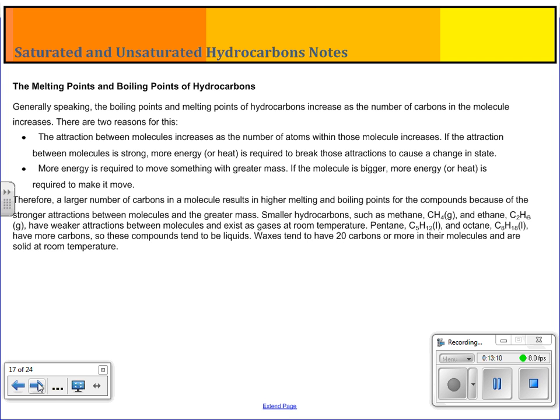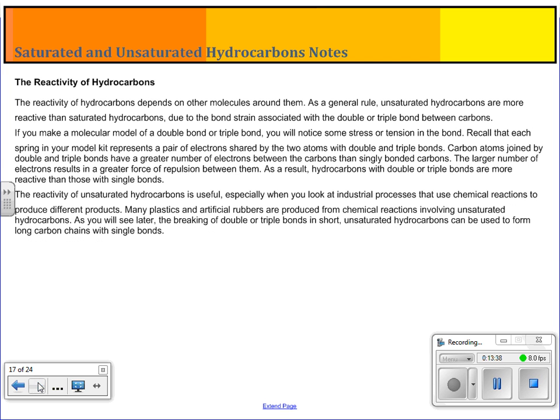Therefore, a large number of carbons in a molecule results in a higher melting or boiling point for the hydrocarbons because of the stronger attraction between the molecules and the greater mass. Smaller hydrocarbons such as methane and ethane have weaker attractions between the molecules and exist as gases at room temperature. Pentane and octane have more carbons, and these compounds tend to be liquids, where waxes tend to have 20 carbons or more in their molecules and are solid at room temperature.